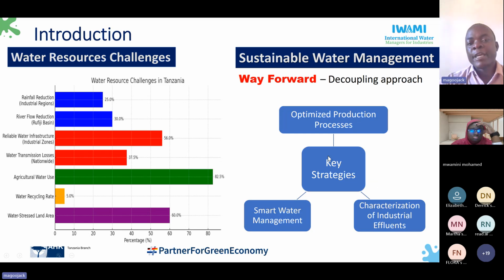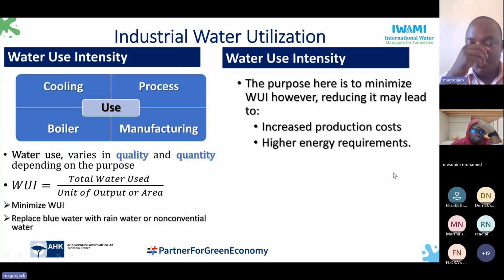So in short, decoupling ensures minimal use of water and maximum product from it, and we need those three main strategies. First, to optimize production processes; second, to use smart water management within the industries; as well as to characterize the industrial effluents.